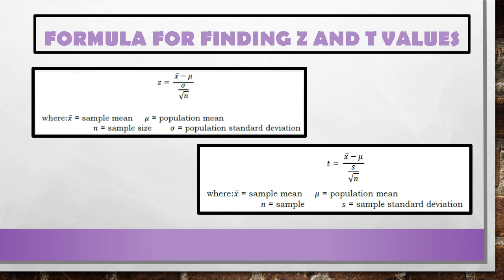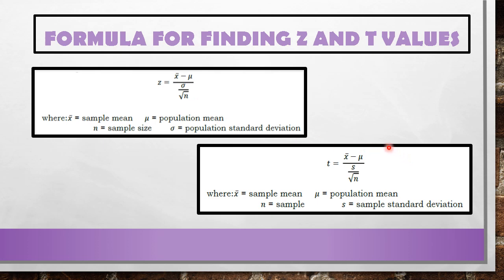So the formula is z is equal to the sample mean minus the population mean divided by the standard deviation divided by the square root of the number of samples. So ito po yung formula ng pagkuha ng z value. Ito po. So minus mo muna yung sample mean at saka population mean, then divide it with the quotient of the standard deviation and the square root of the number of sample or the sample size.